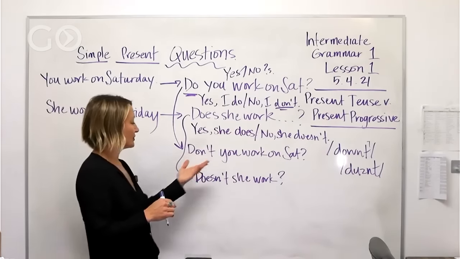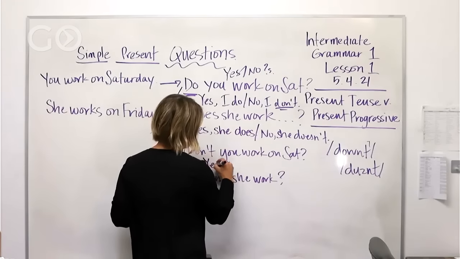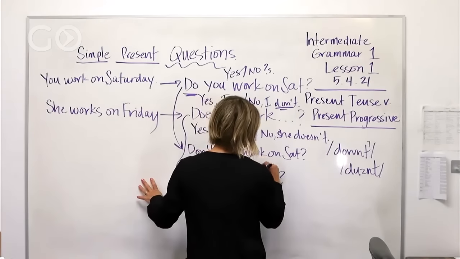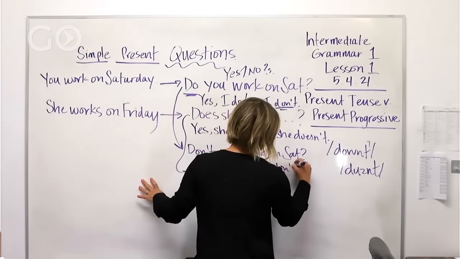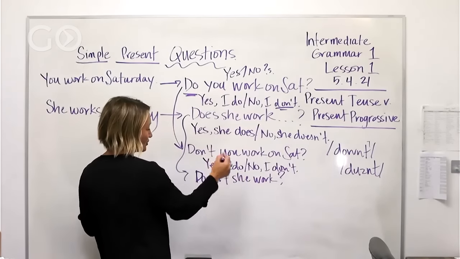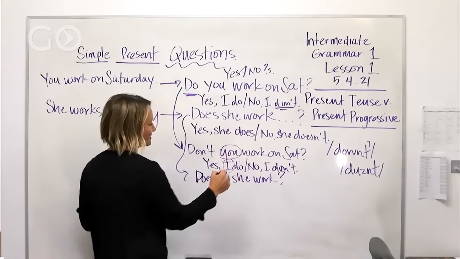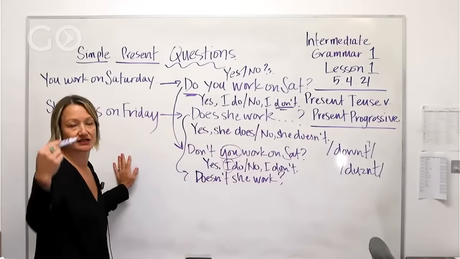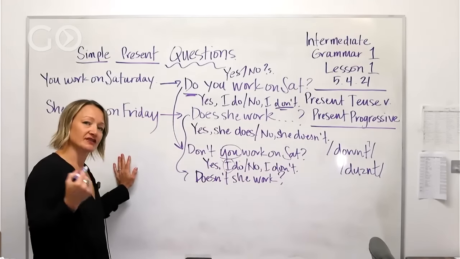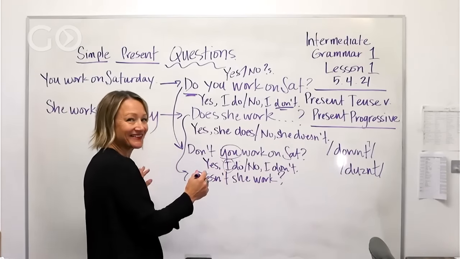Here's a you and I one. Don't you work on Saturday? Yes, I do, or no, I don't. The one thing I want to show you here is that we go from using you to I. So the subject does change. Obviously, if you're asking somebody a question, their answer is about themselves and not I, right? Does that make sense?